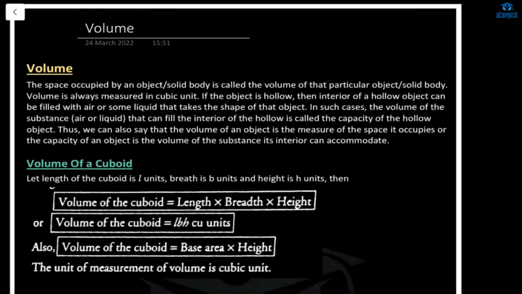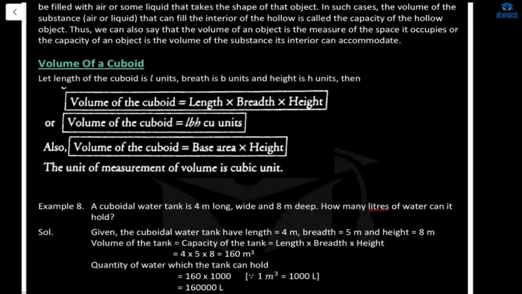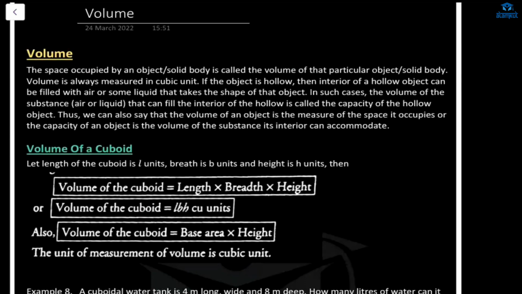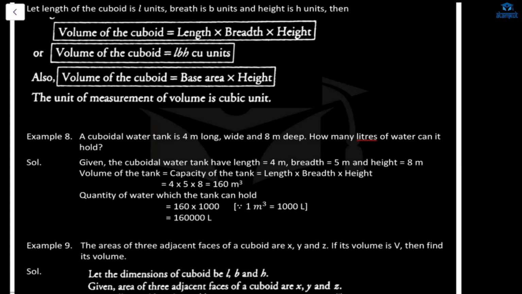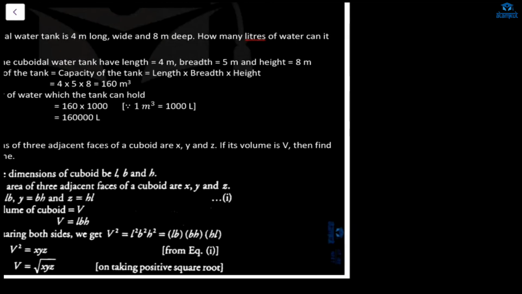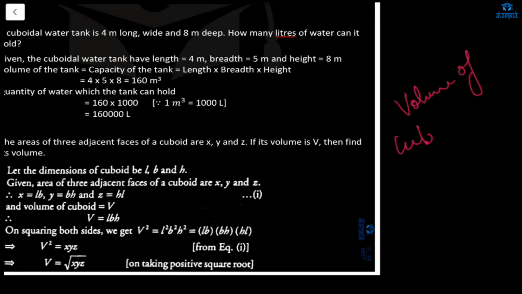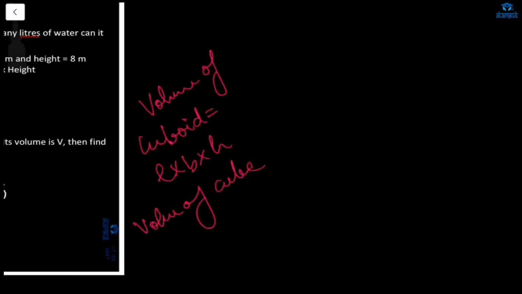Now volume is how much quantity can be filled in that, in a cube, in a cuboid. Understood? So volume of a cuboid क्या होता है? Length, breadth, height. Or you can say the base area into height also. Now I'm just telling you volume of cuboid is equal to length into breadth into height, and volume of cube is equal to A cube, A into A into A.